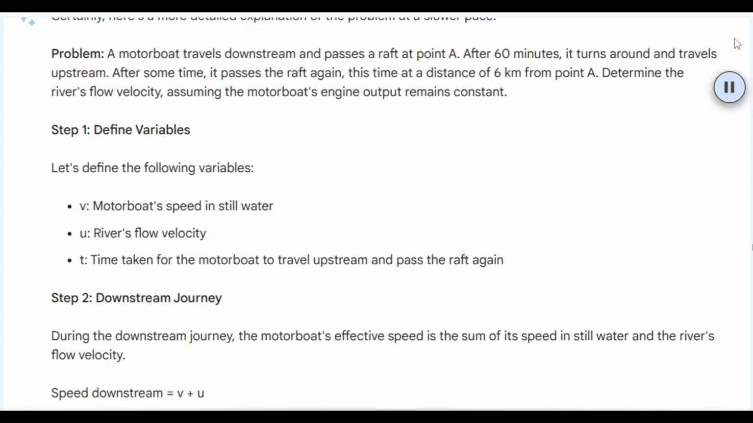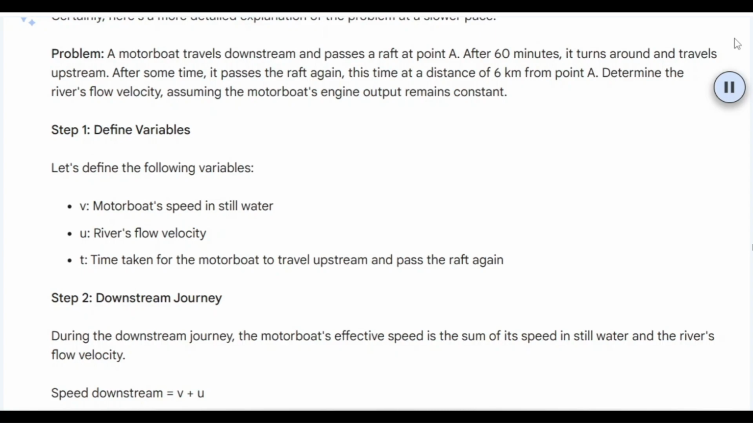Step 1. Define variables. Let's define the following variables. V: motorboat speed in still water. U: river's flow velocity. T: time taken for the motorboat to travel upstream and pass the raft again.